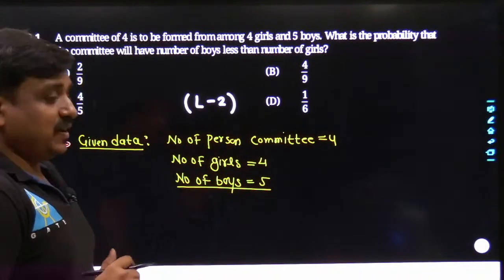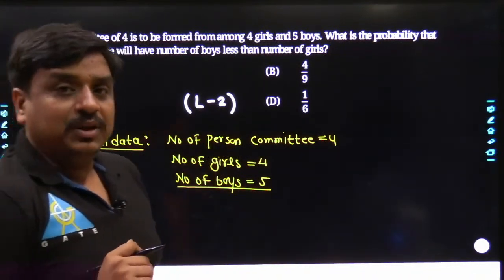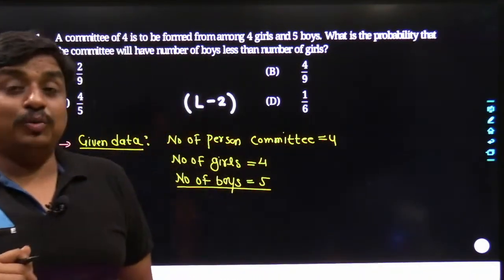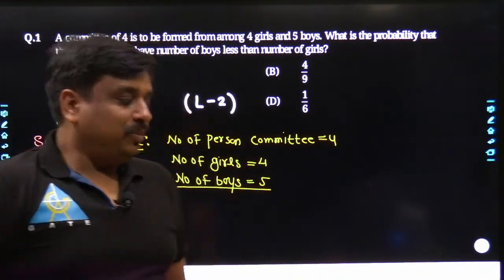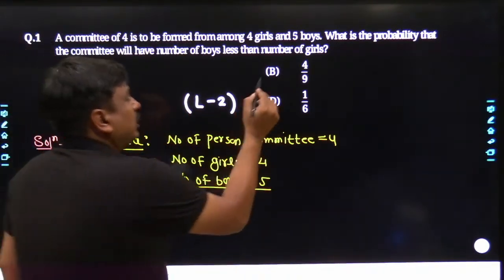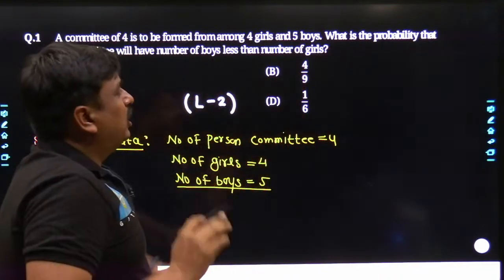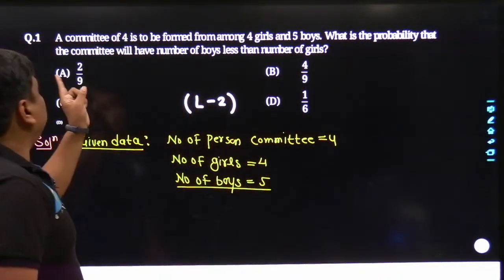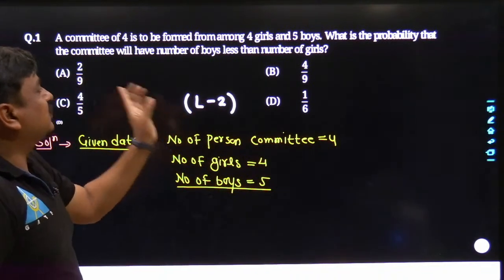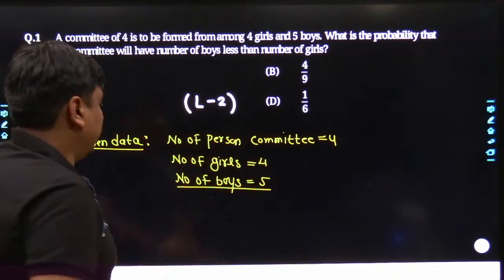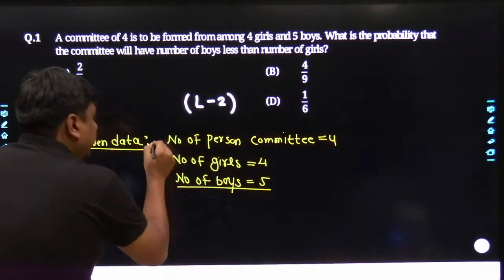So the answers have started coming. The first answer which has come over the live chat is option B. You can check once again, because option B is not the correct answer. Now let me focus on the event for which the probability has to be calculated. What is the probability that the committee will have a number of boys lesser than the number of girls? I will repeat, I need to calculate the probability.